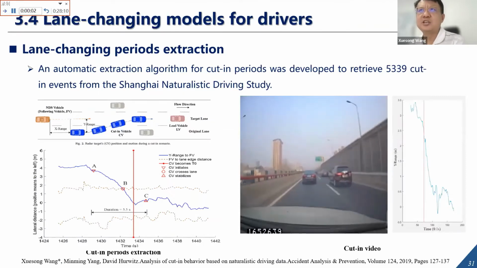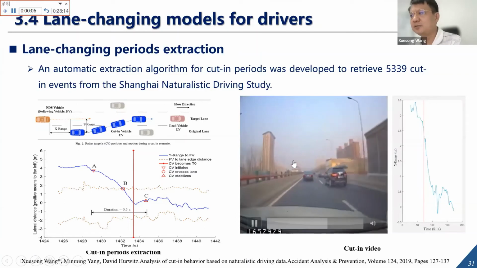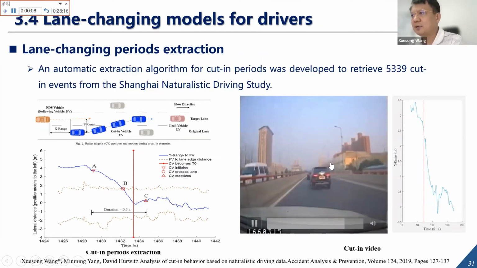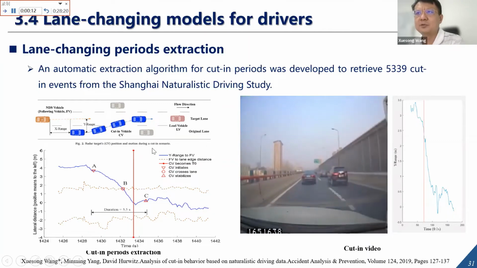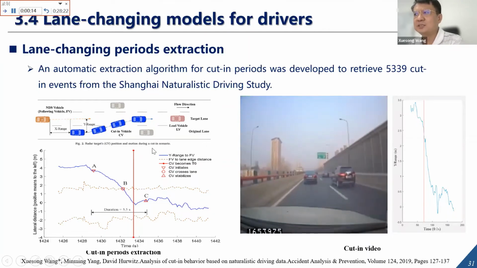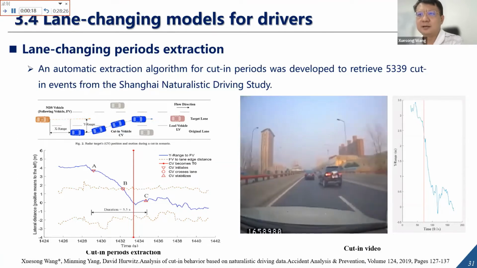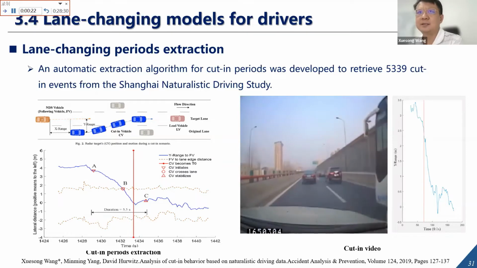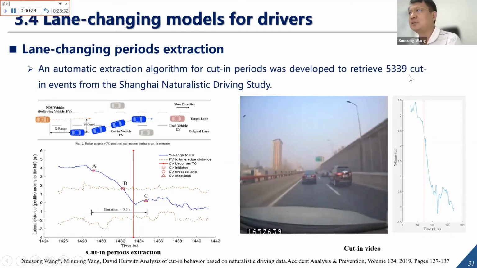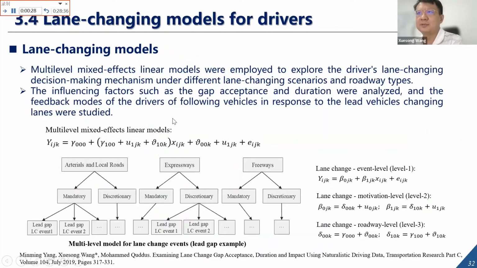This is for lane changing event extraction from the video data and the radar data. We set up the rules for event detection for lane changing. And finally, we identified more than 10,000 events, and later we identified all the cutting-in or lane changing events.